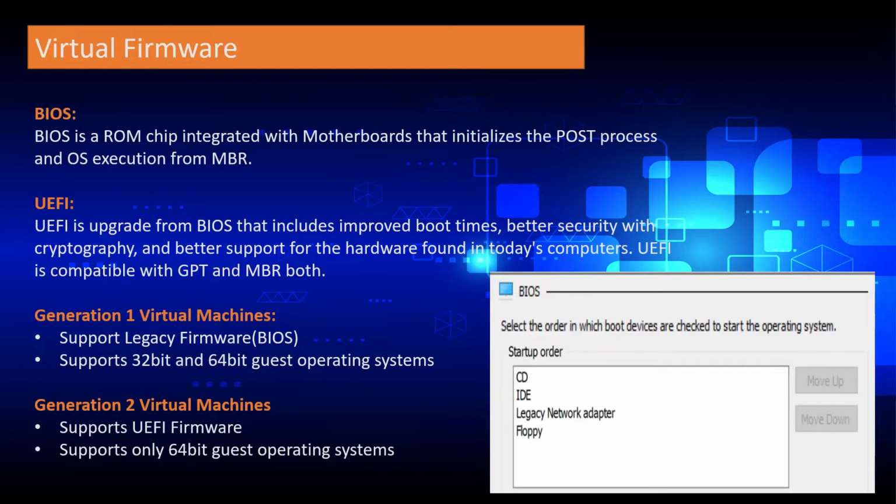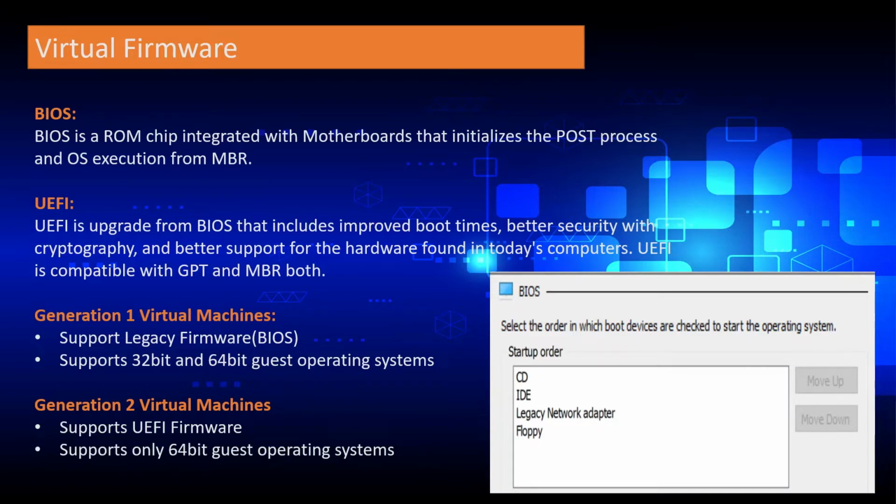So there are two kinds of firmware: one is BIOS and the other is UEFI. BIOS is known as the legacy firmware, which supports MBR, and UEFI is the upgraded version of BIOS, which provides better performance, and it supports MBR and GPT both.